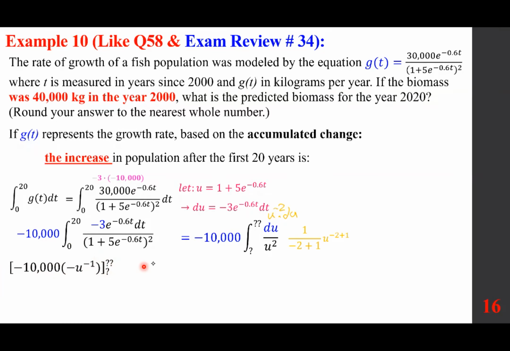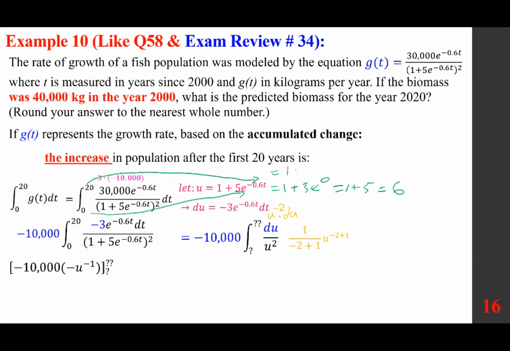I want to figure out those limits. So what do we do? We plug in 0 into this. If you plug in 0, again, let me show you and then I'll erase it. If I plug in 0 in here, I get 1 plus 5 to the power of 0, and that is 1 plus 5 equals 6, because e to the power of 0 is 1. If I plug in 20, then what do we get?